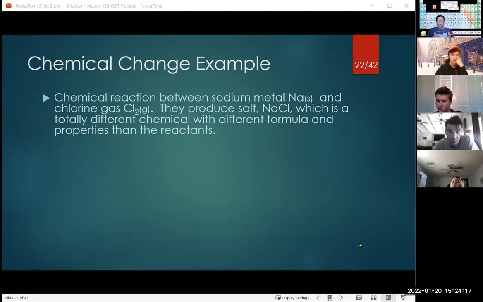Notice here we have in words, a chemical reaction between sodium metal and chlorine gas. With time, we're going to learn how to decipher that statement and convert it into a chemical reaction. So this is just the beginning, but eventually we're going to be learning how to interpret what we're given in words and put it into a chemical reaction.